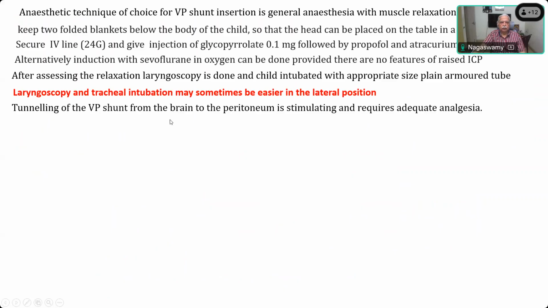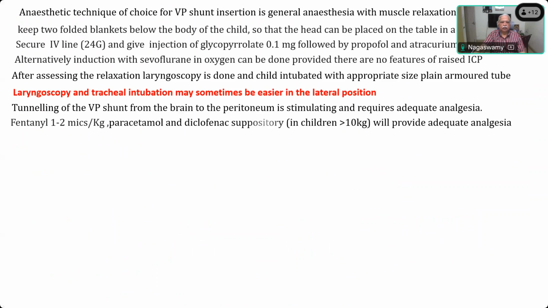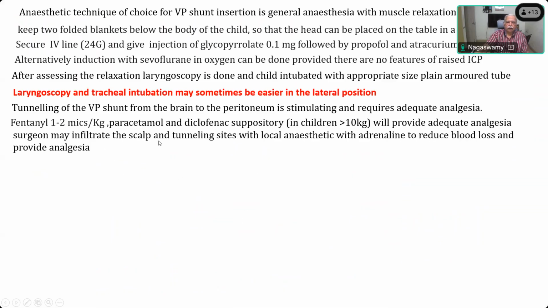And tunneling of the VP shunt from the brain to the peritoneum is stimulating and requires adequate analgesia. So at that time you have to prevent any tachycardia and rising BP. That can be achieved by fentanyl small doses or paracetamol or diclofenac suppository if the child's weight is more than 10 kg. And the surgeon may infiltrate the scalp and the tunneling sites with local anesthetic with adrenaline to reduce the blood loss as well as provide analgesia. So these are all the methods of providing analgesia for the tunneling part of the surgery.